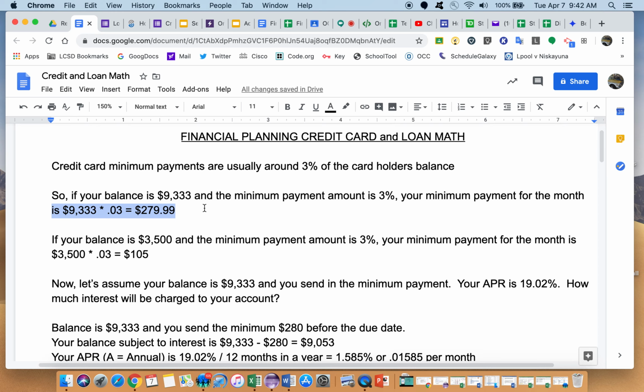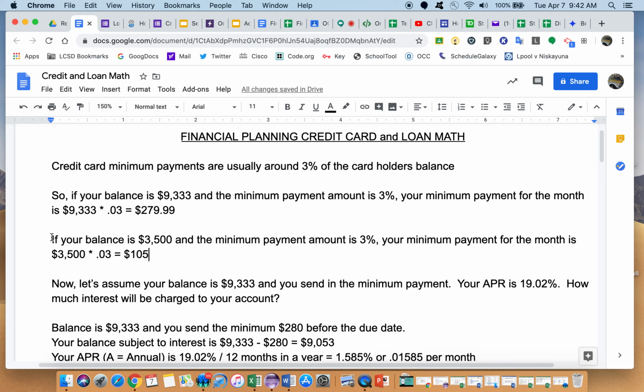Remember, we learned that sending the minimum payment in is what they want you to do. That's how they can charge you the most interest. You always want to try to pay as much more of the minimum as you can. Ideally, you want to pay the entire balance off every month. Basically, it's free money. But let's say you didn't do that. You send in $280, and then you're all set.